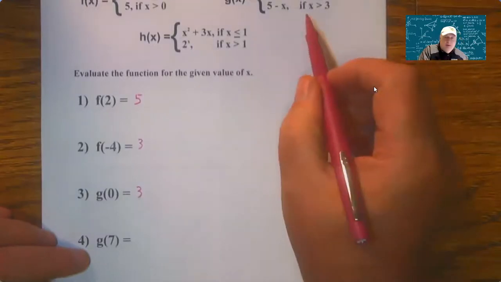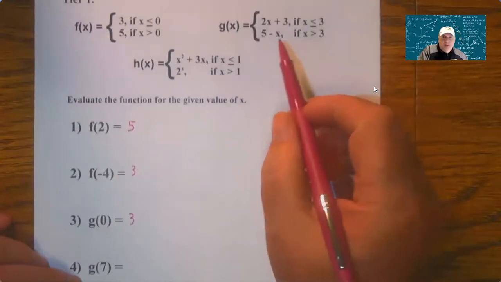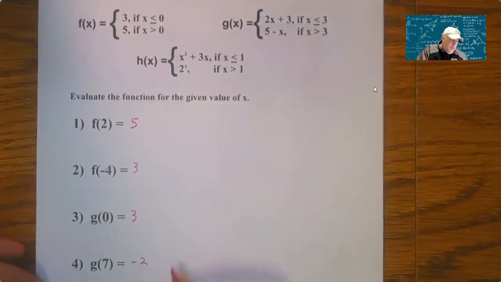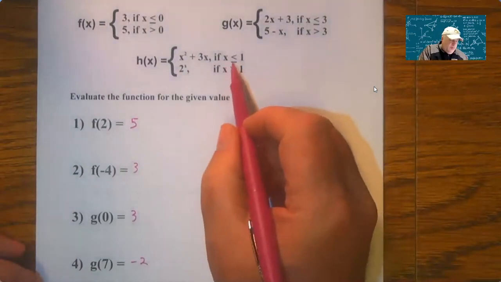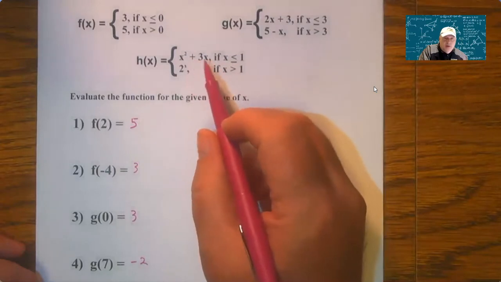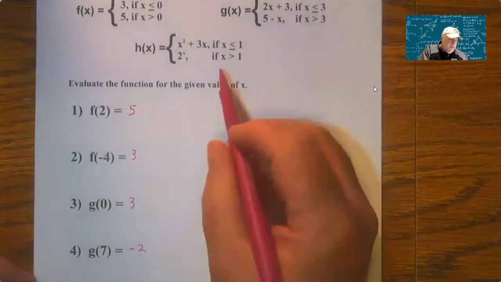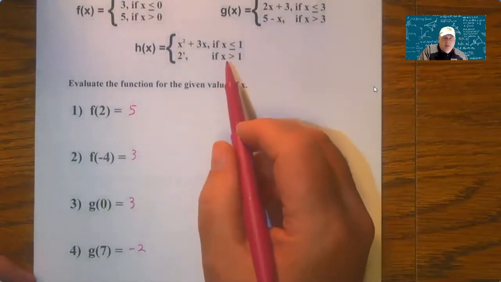G of 7. So 7 is greater than 3. And then we do 5 minus 7, -2. H of 0. So 0 is less than or equal to 1. So we substitute 0 in for x in the top there. And we get 0. And then H of 4. So 4 is greater than 1.